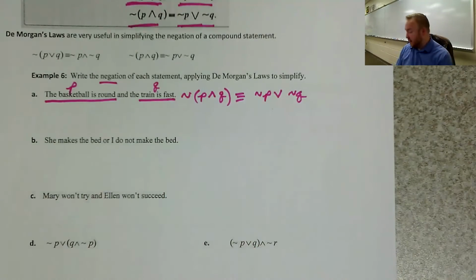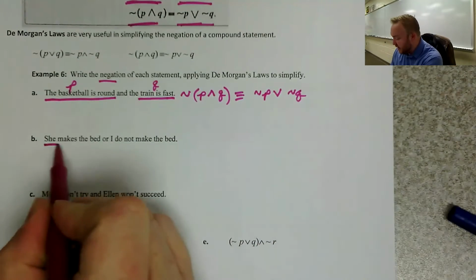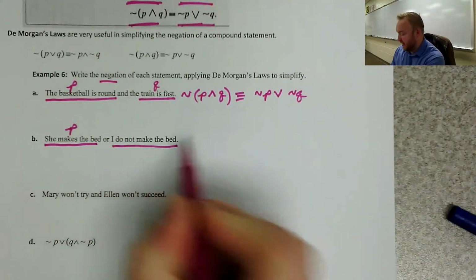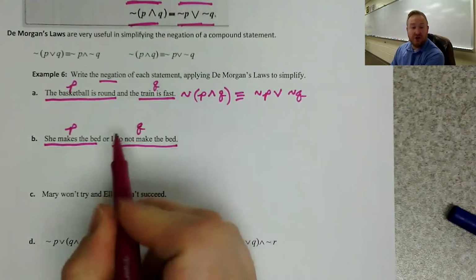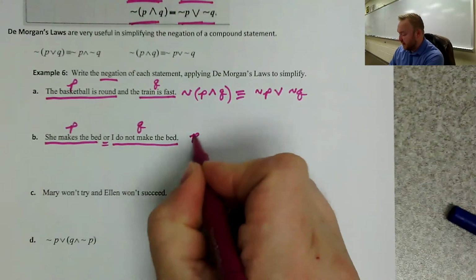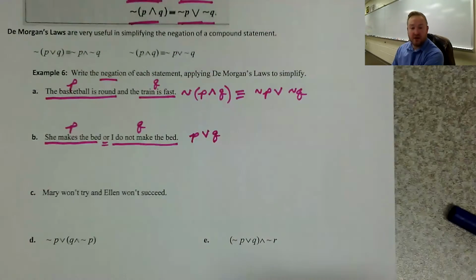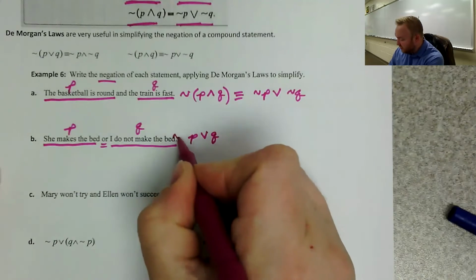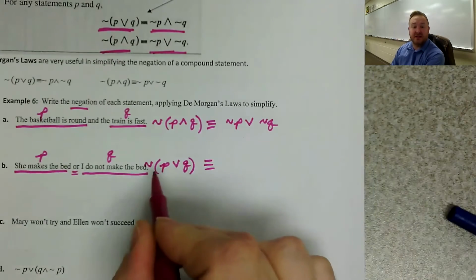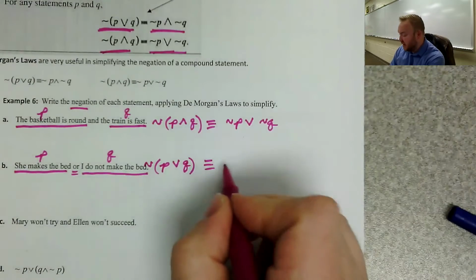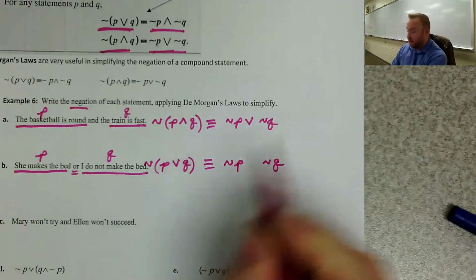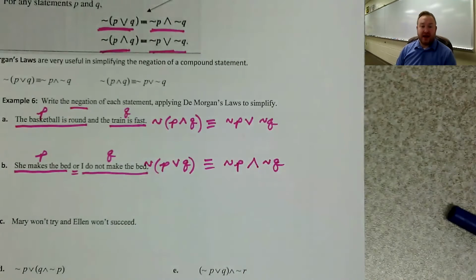Okay, let's do the same thing down here. She makes the bed will be statement P. I do not make the bed will be statement Q. And you'll notice that there's an or there. So this statement symbolically would be P or Q. We want to negate that statement. So De Morgan's law says that if you want to negate that entire statement, you negate the first statement, negate the second statement, and then the or becomes an and.